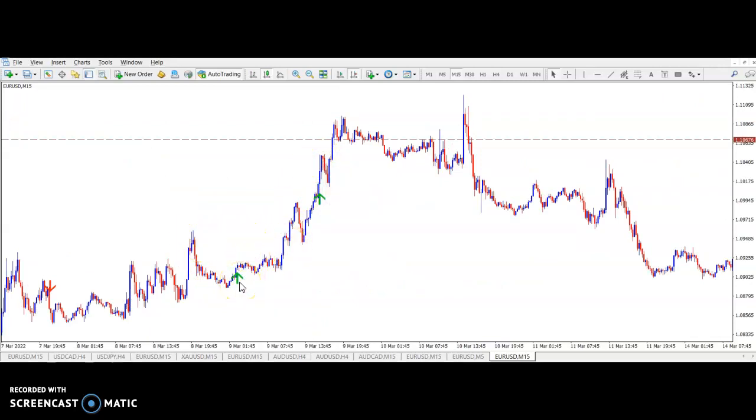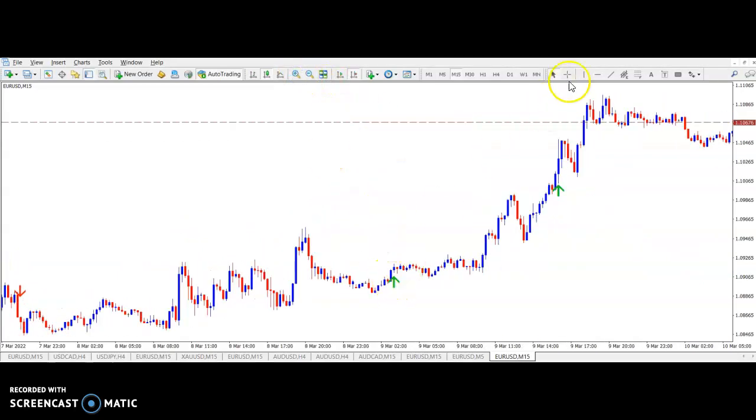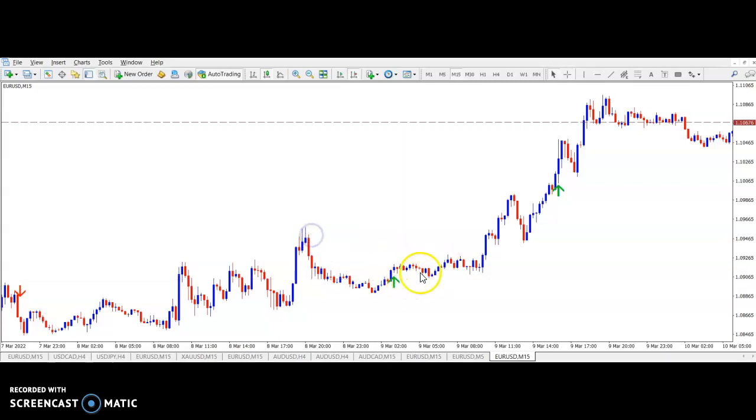Okay, so you would have entered here, stop loss there. Let's say you were only targeting that, so you've got a 10 pip stop loss to a 50 pip target there, so it's a 5-to-1.